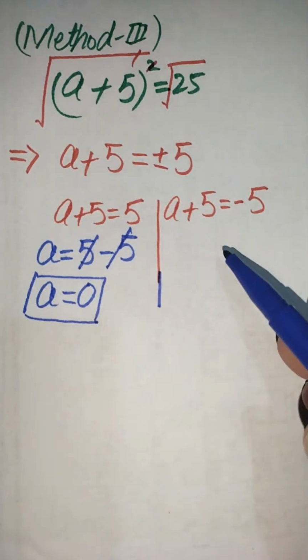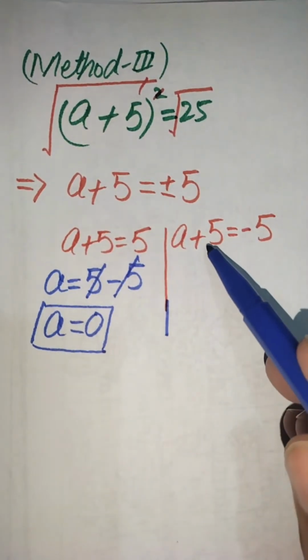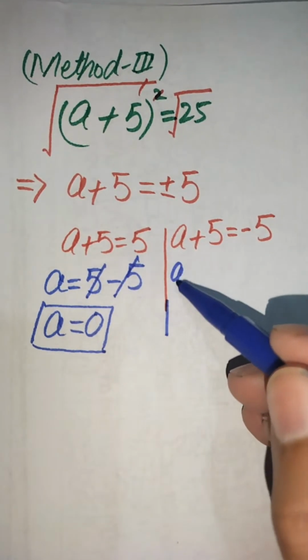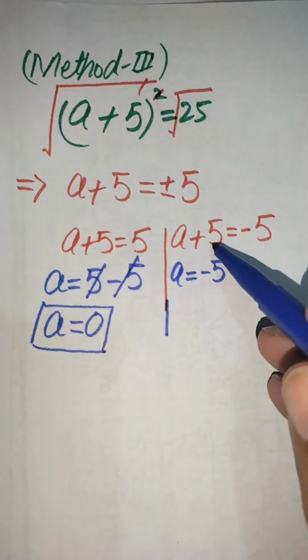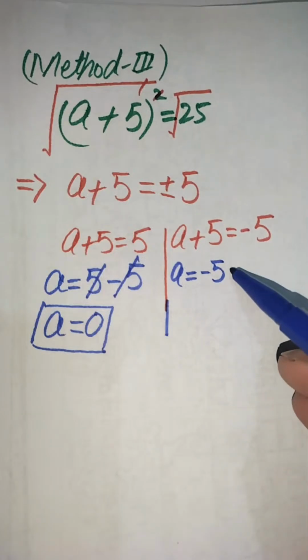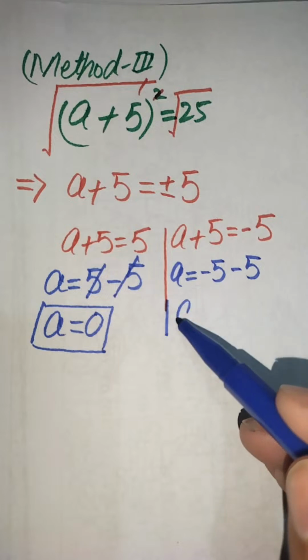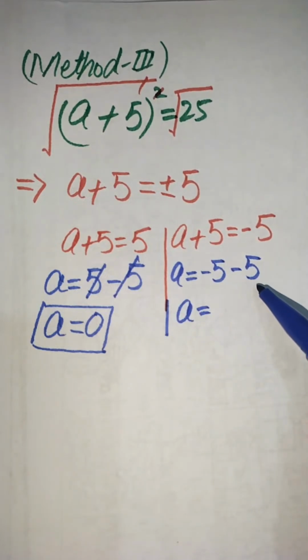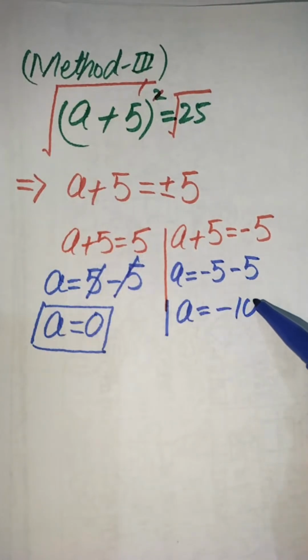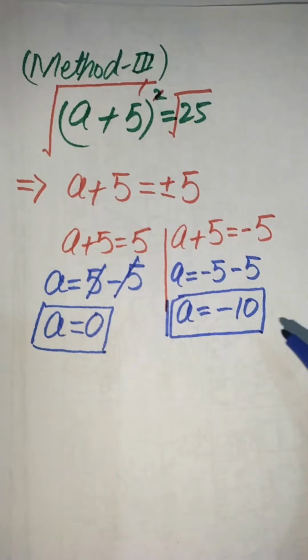And now we move towards our second case. In the second case, we again move this plus 5 to the right hand side, and it becomes a equals minus 5 minus 5. This is positive 5, and when we move it to the right hand side it also becomes negative, and we get a equals minus 5 minus 5, which becomes minus 10. So this is our second root of the given equation.